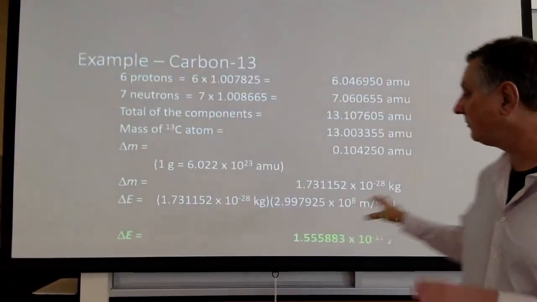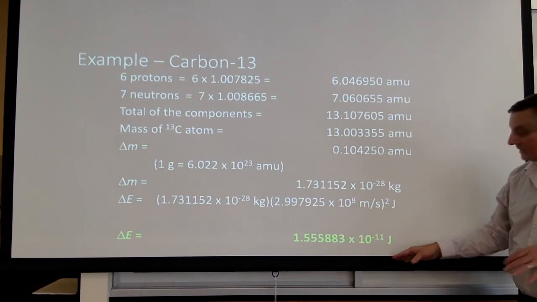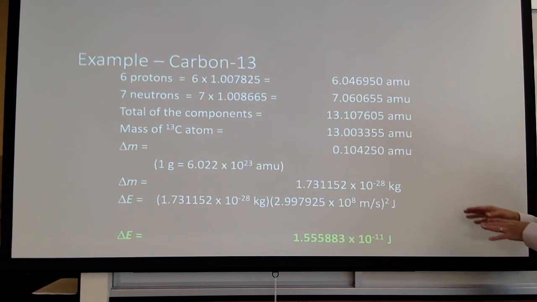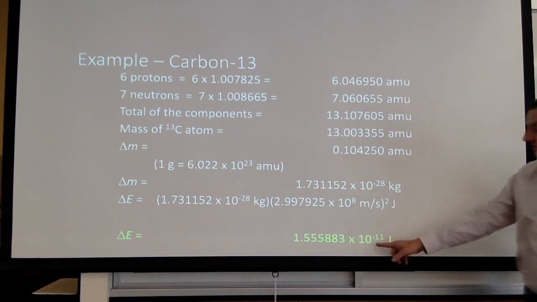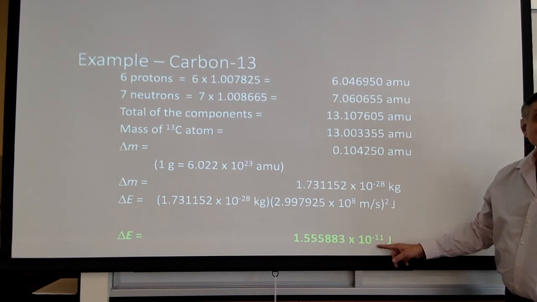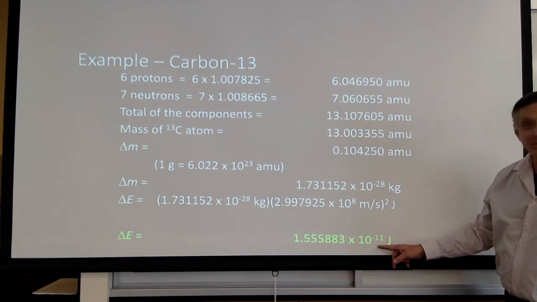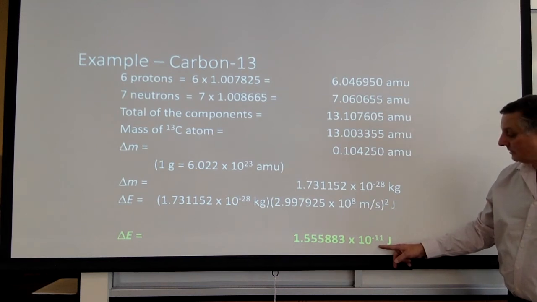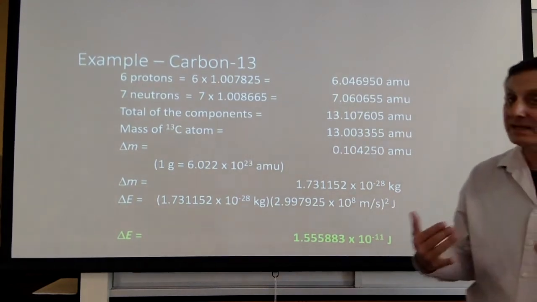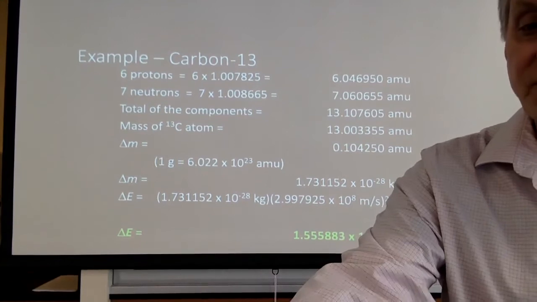Okay, let me back up. If we want to convert this to moles, so this is joules per atom, we would multiply this by 6.022 times 10 to the 23rd atoms per mole. So multiplying by 10 to the 23rd, we're looking at a number on the order of 10 to the 23 minus 11, which is around 12. Something on the order of 10 to the 12th joules per mole. That's a lot of energy.